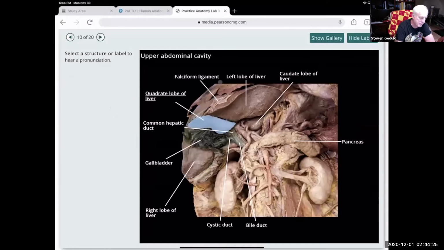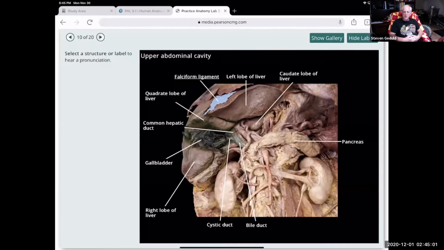Okay, again, there's the falciform ligament of the liver. Okay, let's go to the left. You have the quadrate lobe of the liver that sits right above the gallbladder. You got the common hepatic duct, which is your bile duct from the liver into the duodenum. You can see the gallbladder. That's a little green dot on the body. Then you got the right lobe of the liver. You got the cystic duct. The cystic duct connects the gallbladder to the common bile duct coming from the liver.